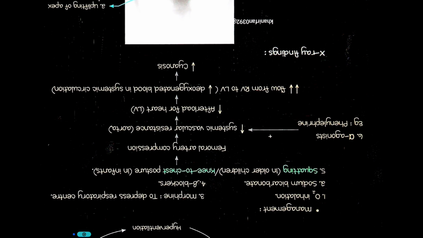Knee to chest posture causes femoral artery compression, increases systemic vascular resistance in aorta, increases afterload for the left ventricle, decreases flow from right ventricle to left ventricle, decreases deoxygenated blood in the systemic circulation, decreasing cyanosis. Alpha agonists like phenylephrine also increase systemic vascular resistance.